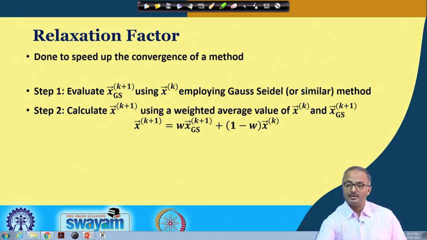take a reduction factor over here, W. We take the W factor, and with the W factor we put this Gauss-Seidel method, and we combine it with the value we have obtained in our earlier iteration.